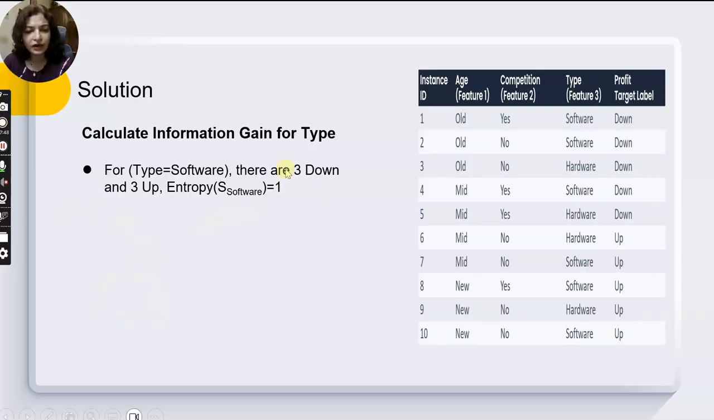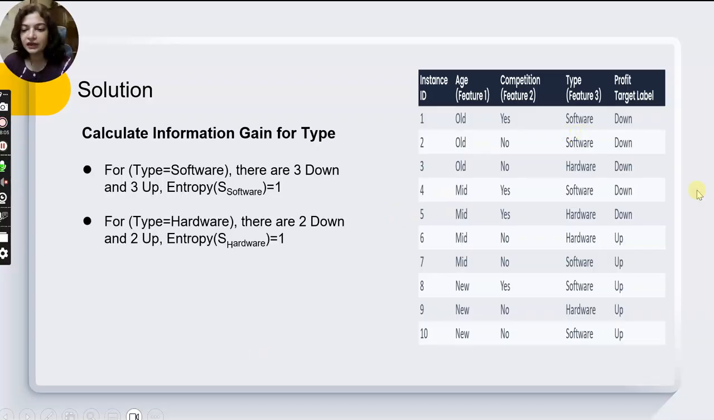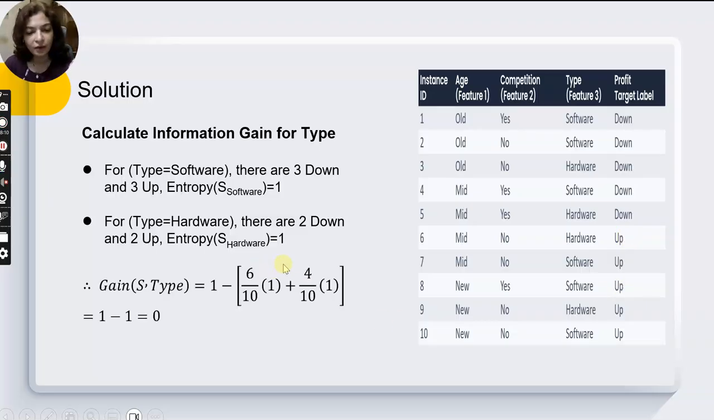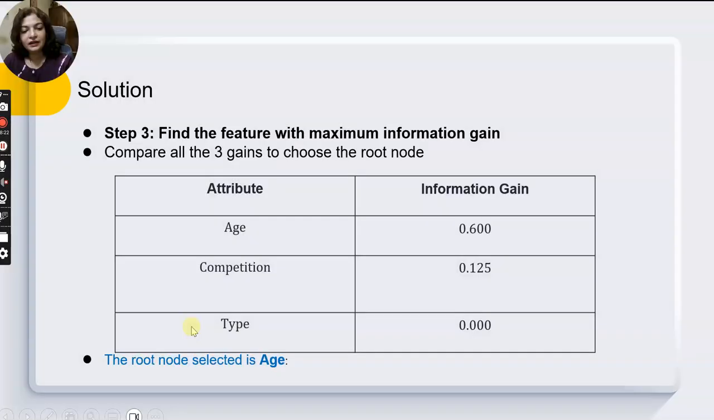Next, we'll calculate information gain for type. As we can see, there are 2 values, software and hardware. Now for software, software down, software down, software down, software up, up, up. So there are 3 downs and 3 ups. Therefore, directly we can write entropy of software is 1. Similarly, even for hardware, 2 downs and 2 ups. Therefore, entropy of hardware is 1. And we'll calculate gain with respect to type. So this is entropy of the data set minus weight of down, that is 6 by 10 into 1, plus 4 by 10 into 1. So this comes out to 0.